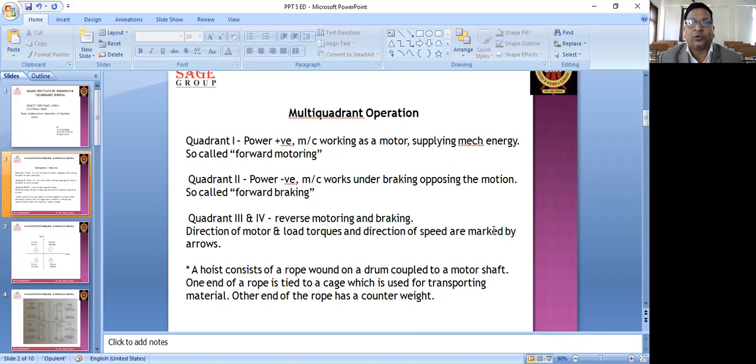A hoist consists of a rope on a drum coupled to the motor shaft. One end of the rope is tied to a case which is used for transporting material. The other end of the rope has the counterweight.